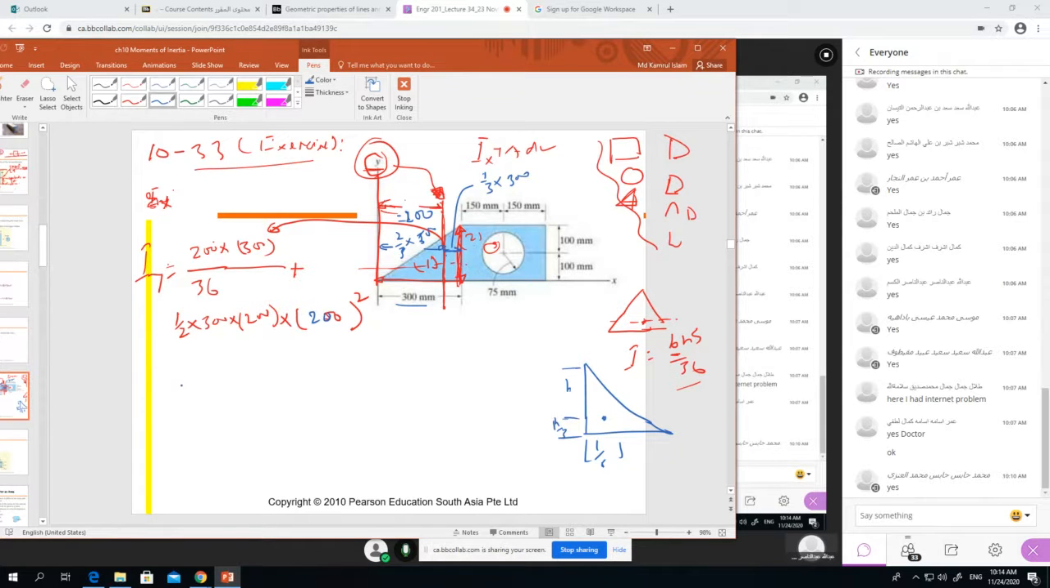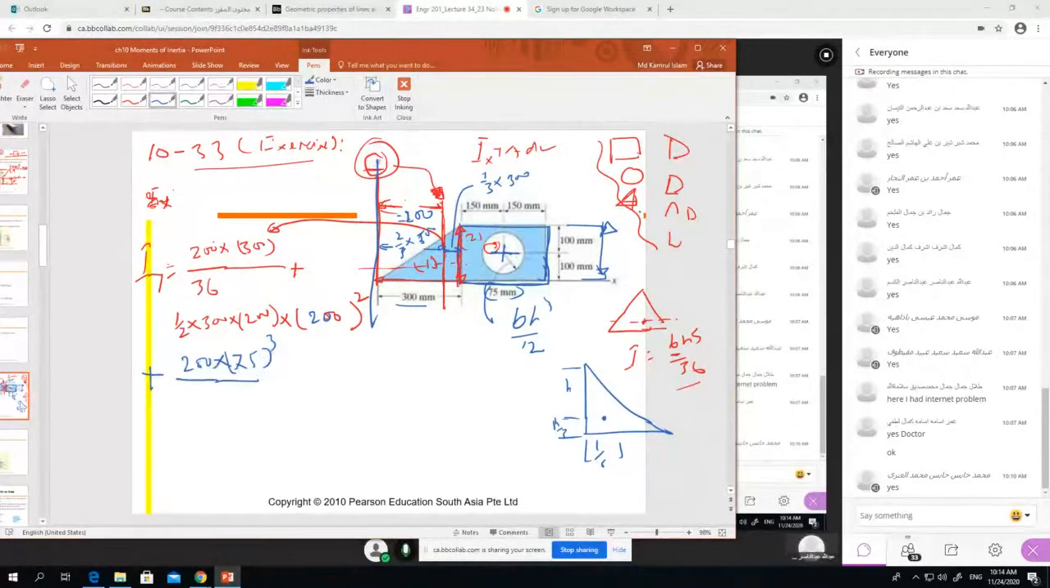Now section 2, we have the rectangle. For a rectangle we already learned, with respect to its center, BH cube by 12. Because we are doing it with respect to this axis, B is 200, and H cube is 75 cube.